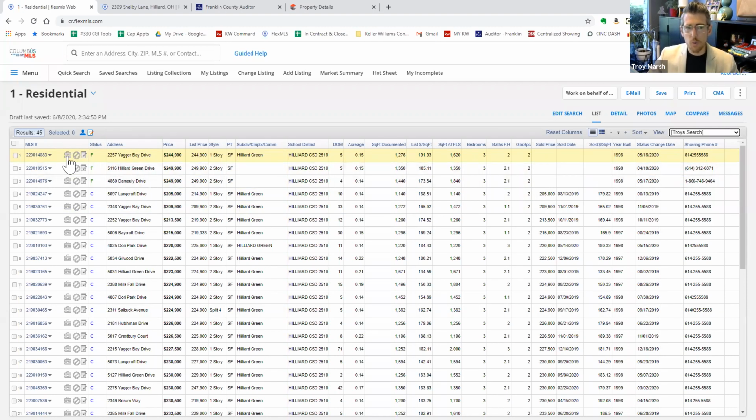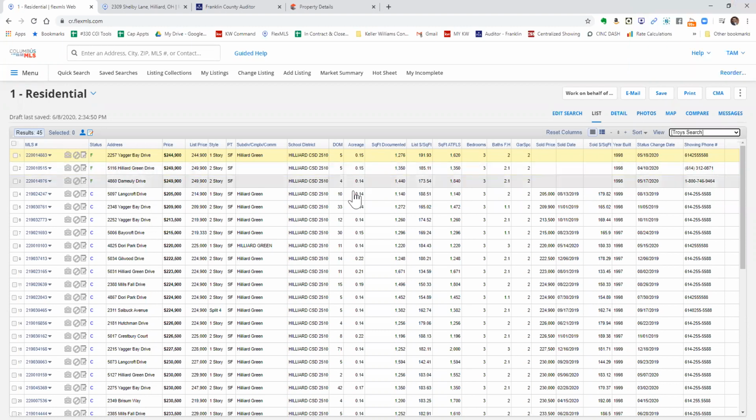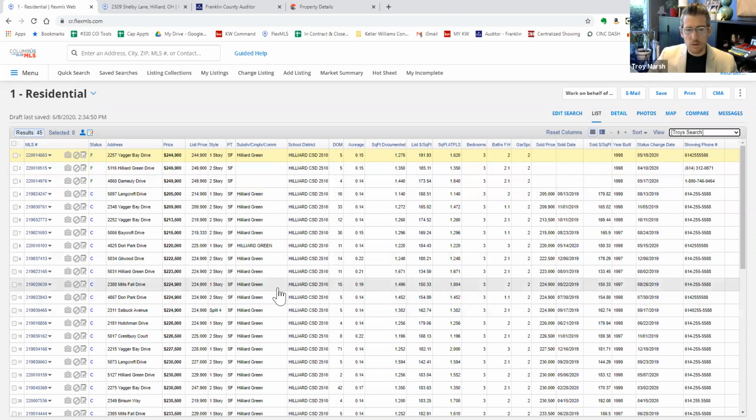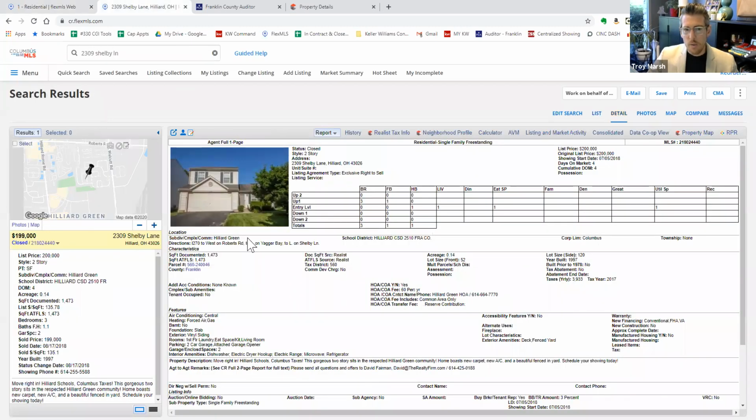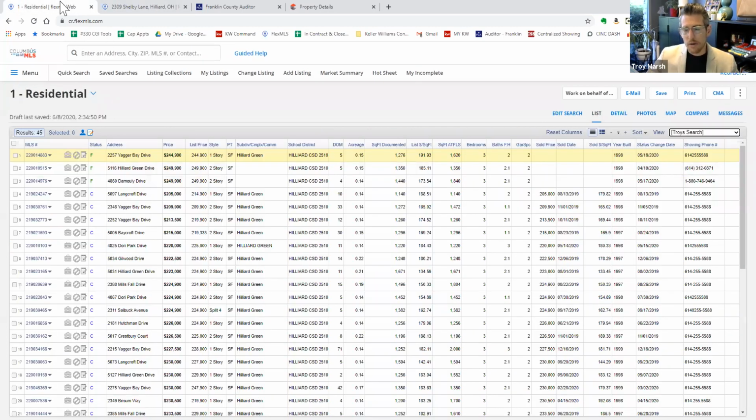But basically what I liked about this is it gave me the ability to really quickly look at all the important pieces of comparables. So what I have going on here, if we go back to this, we had 1,473 square feet. Now, I know about this neighborhood that it's a very cookie cutter neighborhood, and there are a lot of the same floor plans in there.